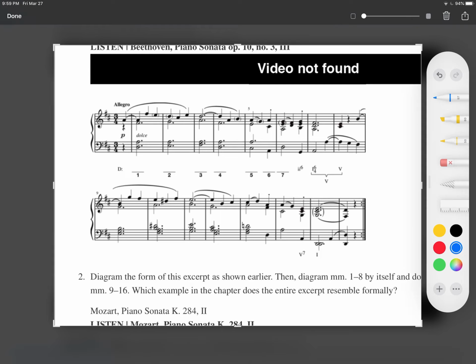Is it a perfect authentic cadence? Is it an imperfect authentic cadence? Or is it a half cadence, or whatever it may be? So I'm going to play this example for you.